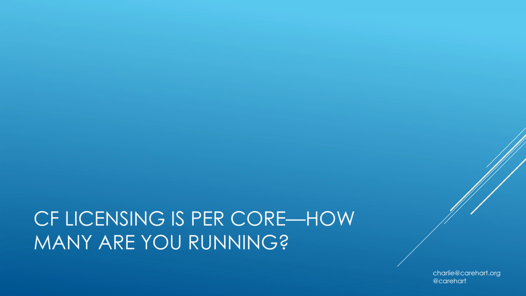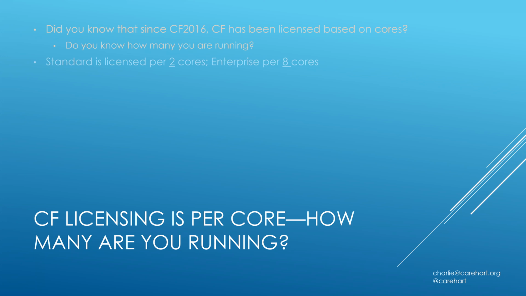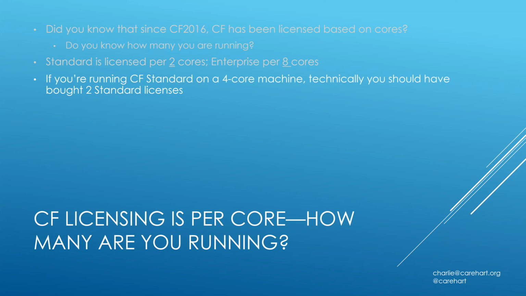So first of all, did you know that CF licensing is per core? Per core since 2016. And my question to you is, do you know how many cores you're running? Because that's going to indicate how many licenses you should have bought. Standard is licensed per 2 cores. Enterprise is licensed per 8 cores. So if you're running CF Standard on a 4-core machine, then technically, legally, you should have bought 2 standard licenses.